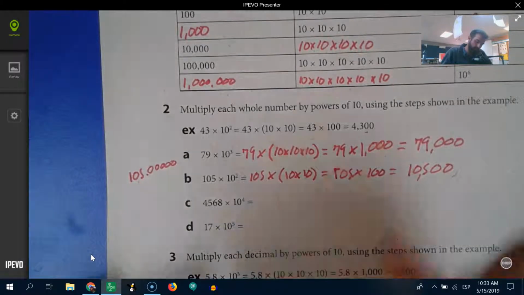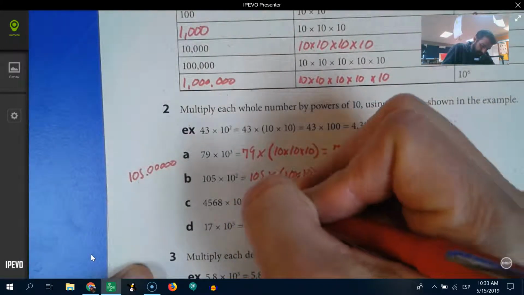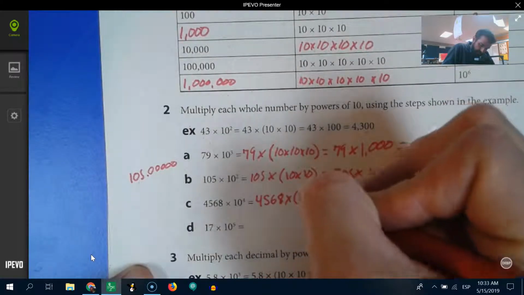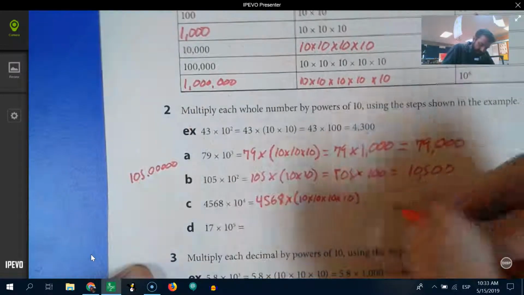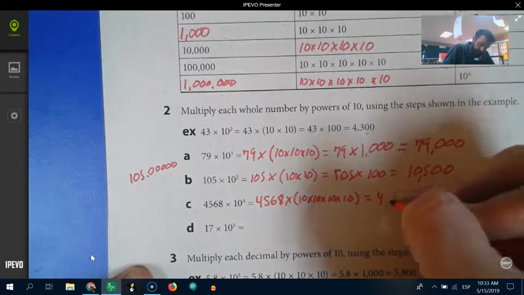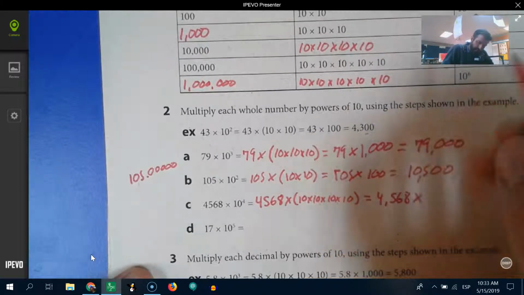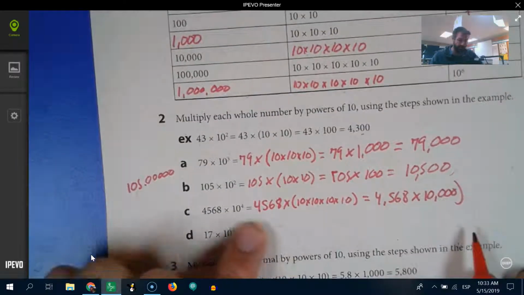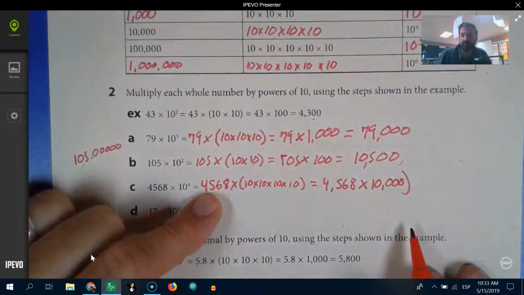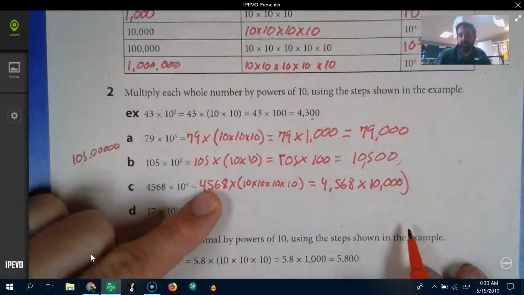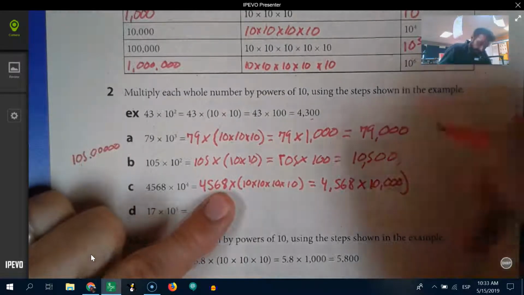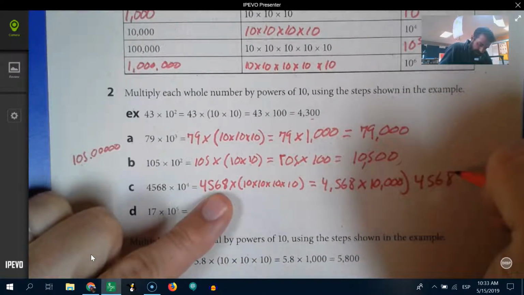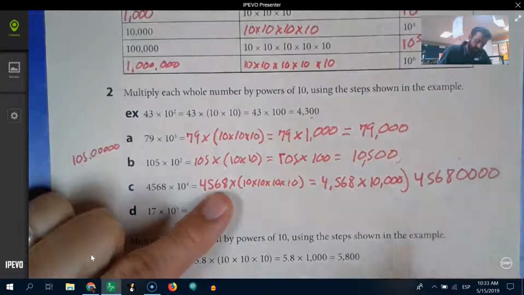4,568 times 10 to the fourth. Woo, this is going to be a big number. 4,568 times 10 times 10 times 10 times 10, which is equal to 4,568 times 10,000. How many spots are my 4, 5, 6, 8 shifting? They're shifting 4 spots. What's replacing these 4 digits are zeros. So I can do how many zeros? 4 zeros. So I'm going 4, 5, 6, 8, 0, 0, 0, 0.